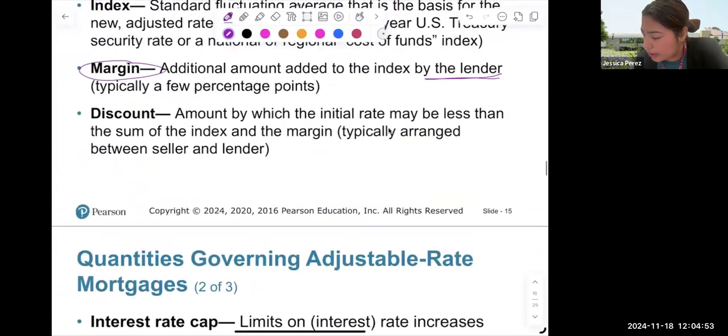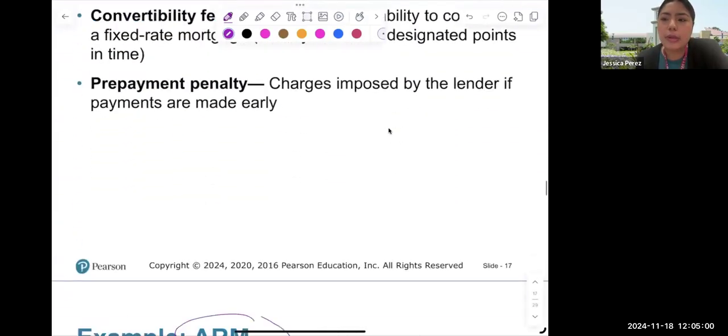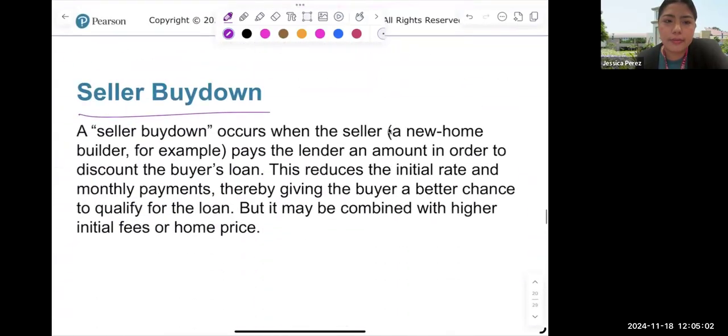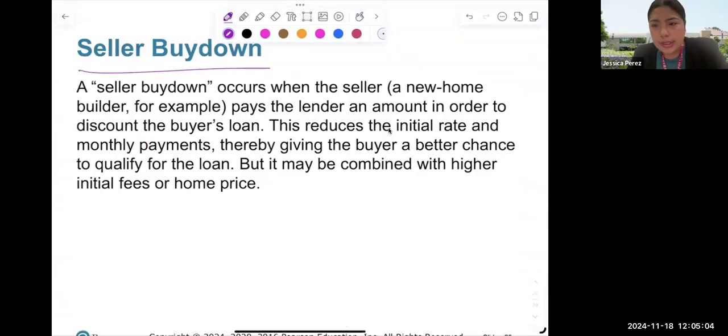Where's the discount? That's the discount. The initial raise would be between the seller and the lender. So that would be the discount. That's what we're looking at right now. So this reduces the initial rate and the monthly payment, thereby giving the buyer a better chance to qualify for the loan, but it may be combined with a higher initial fee or a home price.